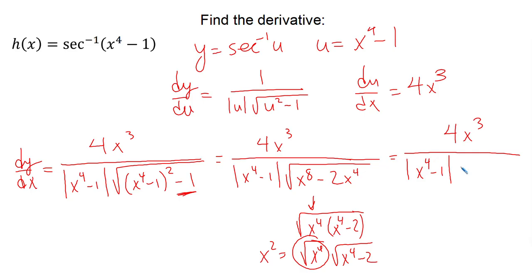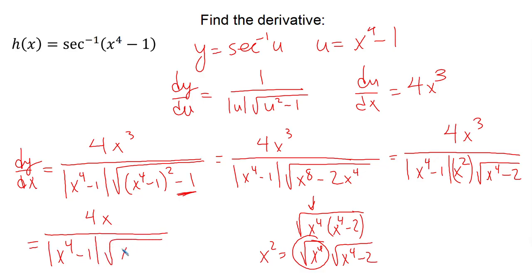So what we have here is just x squared, and then the square root of x to the fourth minus 2. And if we simplify that down, the 4x cubed over the x squared is just going to give us a 4x in the numerator. And in the denominator, we'll have absolute value of x to the fourth minus 1 times the square root of x to the fourth minus 2. And that should be our final answer. And that's the end of the walkthrough here for our derivatives of inverse trig functions. We're just going to keep practicing some more derivatives for the rest of this unit.